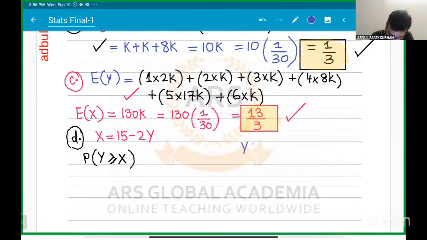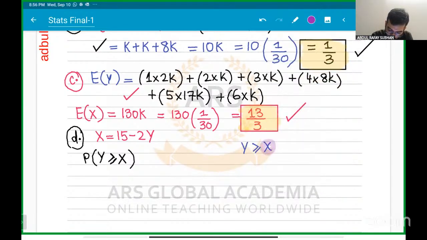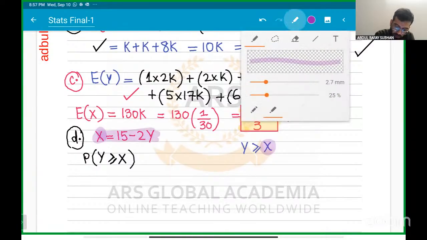Follow very carefully. They are telling us Y is greater than or equal to X. Does anyone know what X is? Yes, sir, we know that X is equal to 15 minus 2Y. Just substitute.